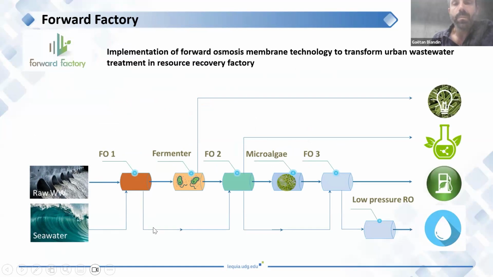And within this scheme, we can put one, two, or even think of three FO units to extract the water, to have lower pressure operation for reverse osmosis. And at the same time, you concentrate the wastewater. And because you concentrate the wastewater, you can increase the concentration of the contaminants, also the organic matter, and maybe ease the recovery or transformation.